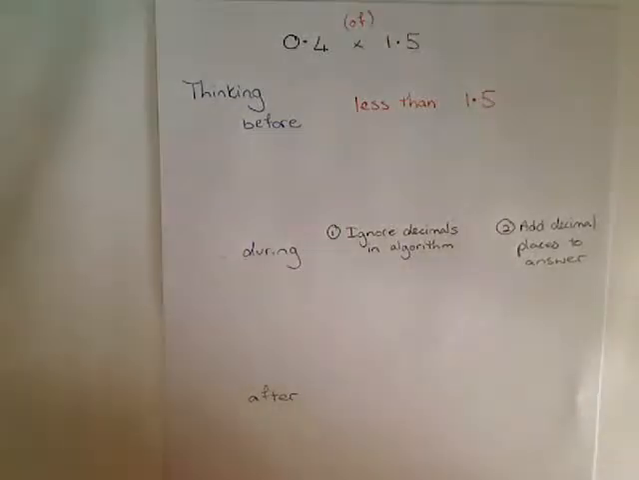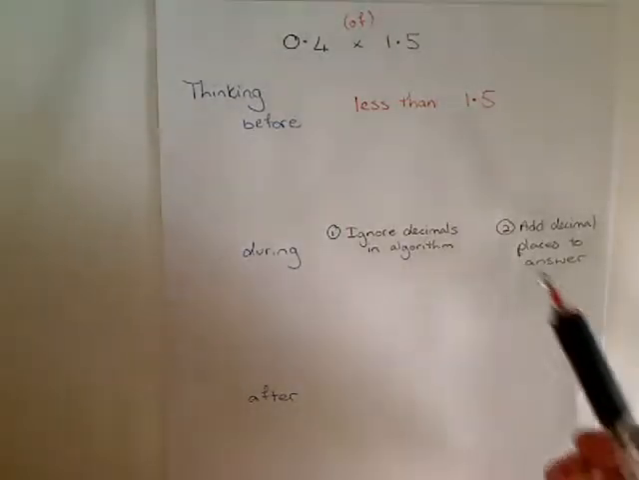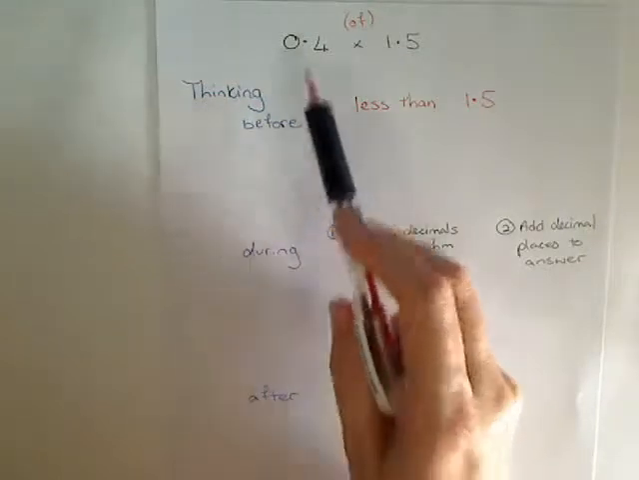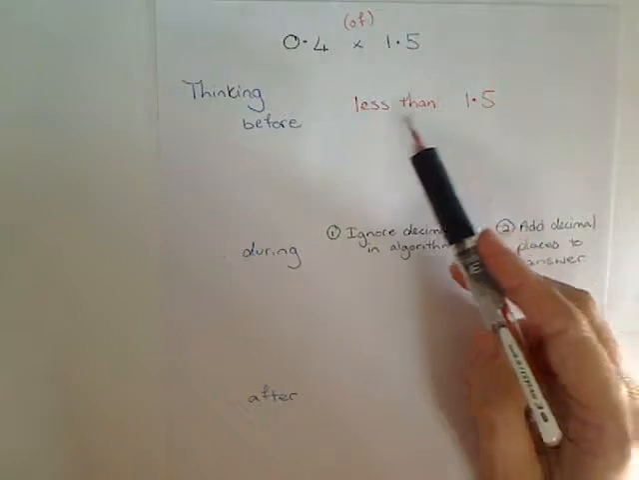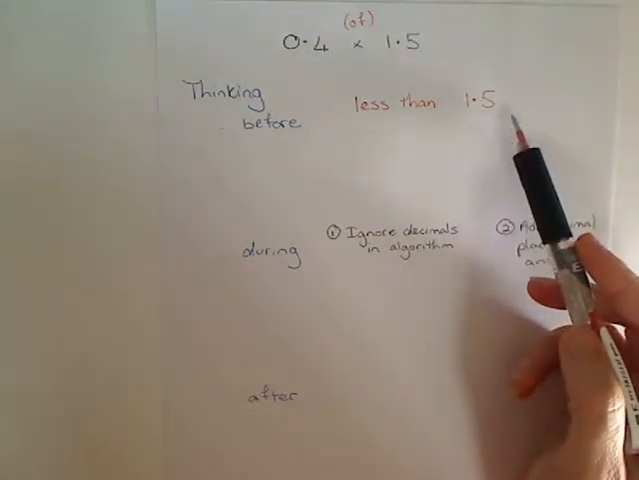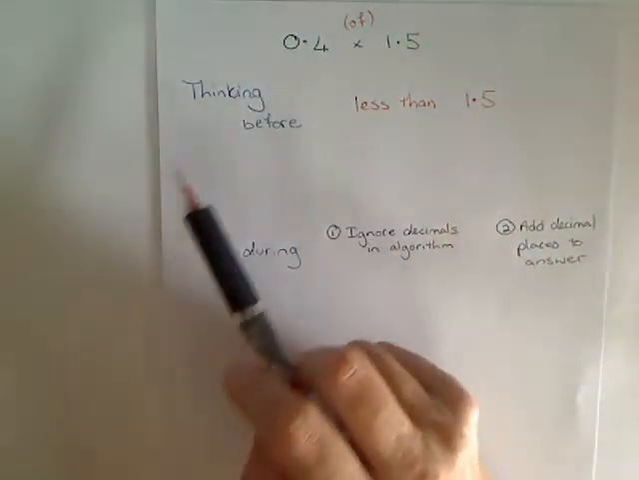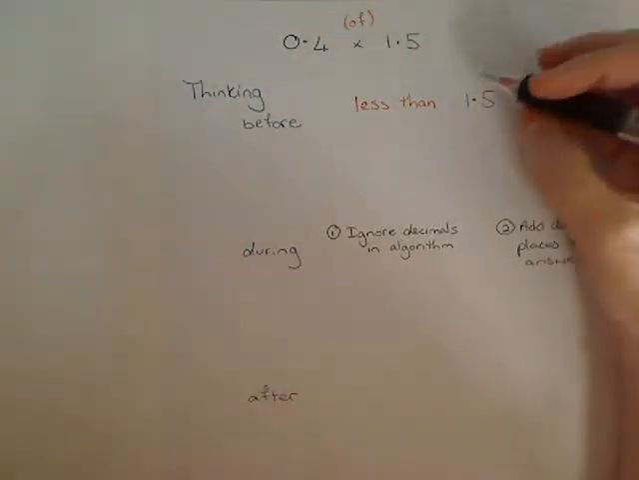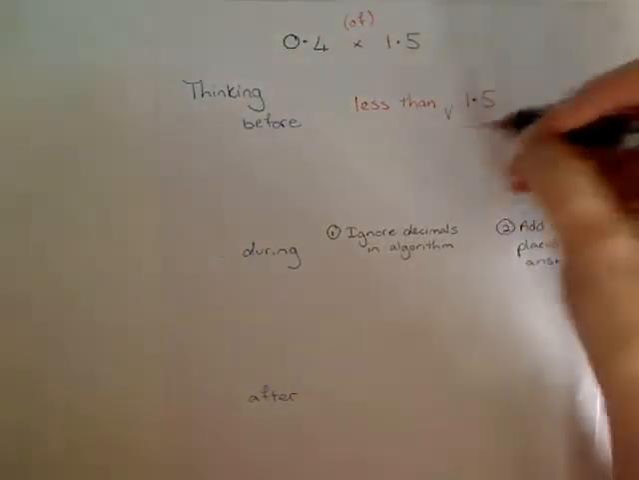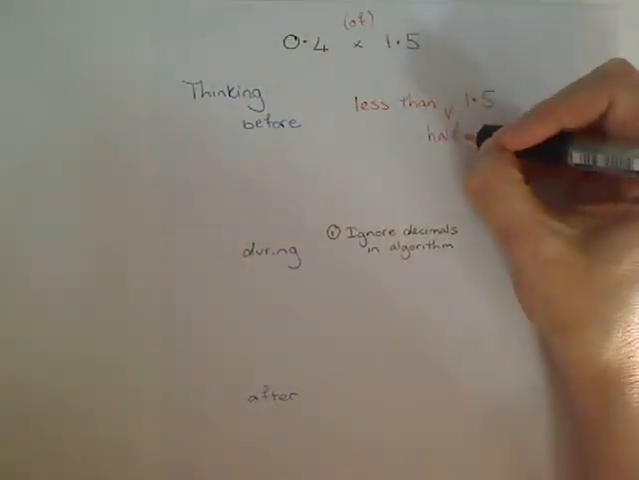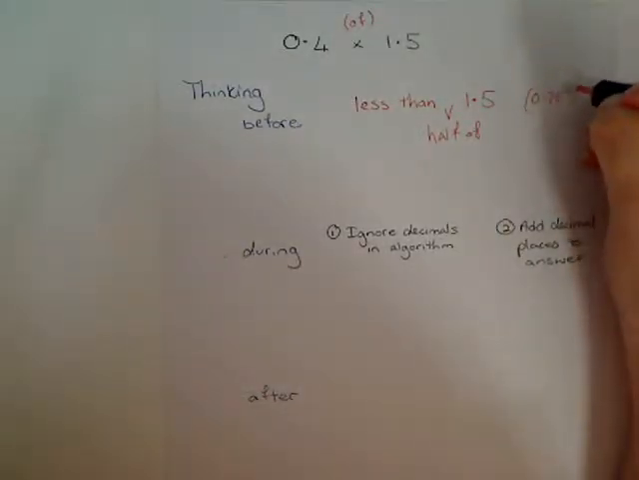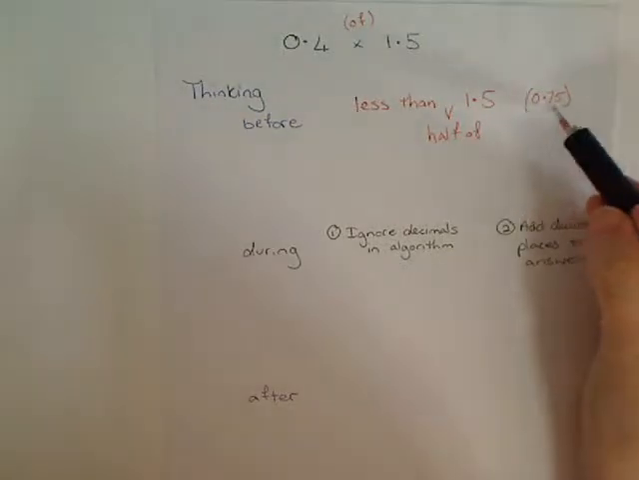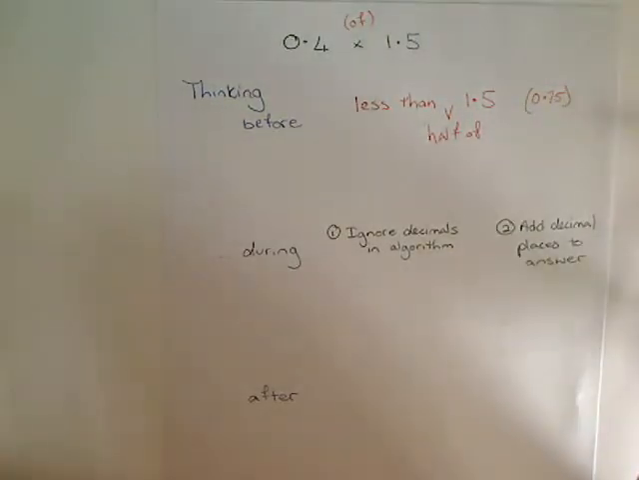Alright, let's have a look at the next one. The process is the same. Thinking before, my answer is a small fraction of 1.5, so my answer will be less than 1.5. 0.4 is a little bit less than a half, so I could even say my answer is going to be less than half of 1.5, which is 0.75. So we're looking for something that's smaller than 0.75.